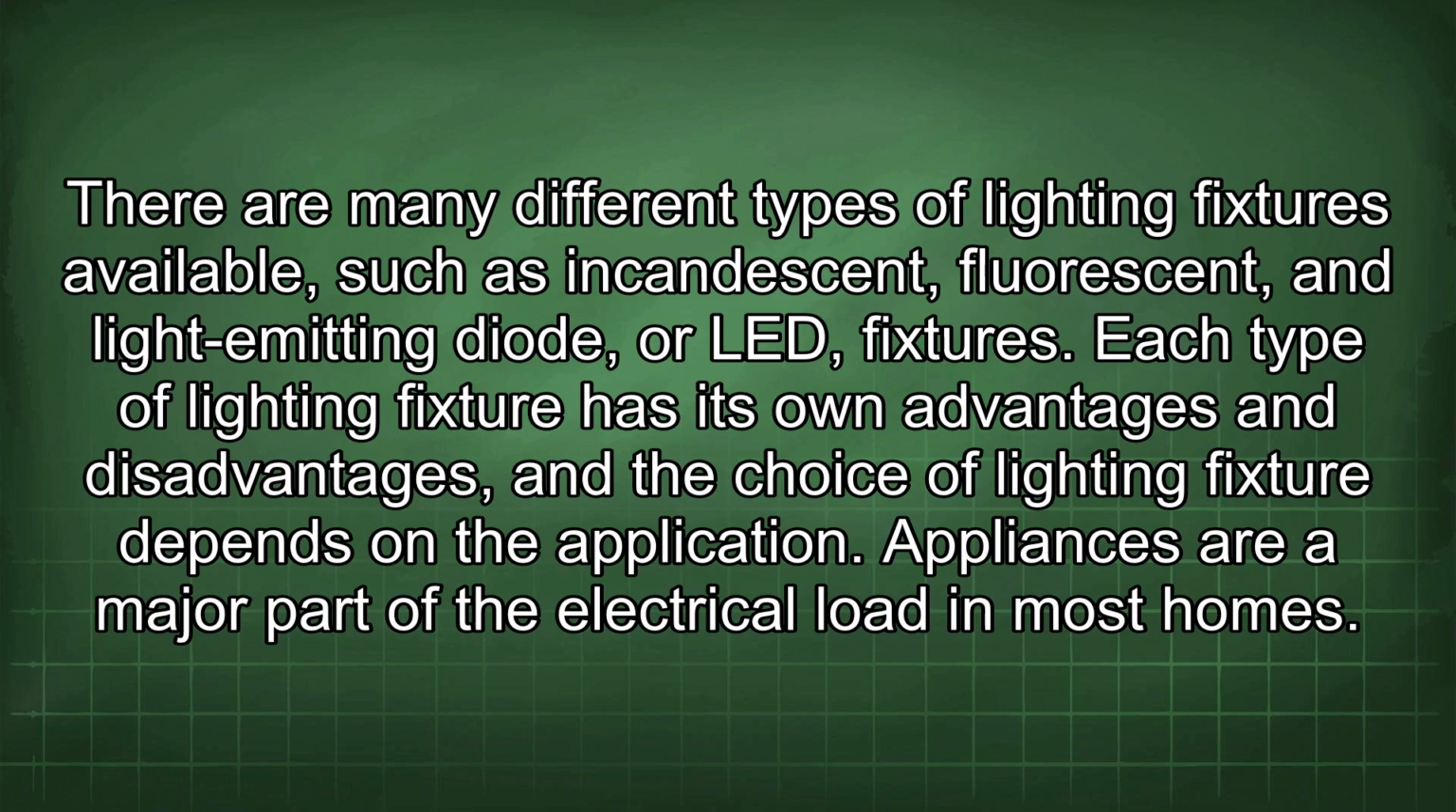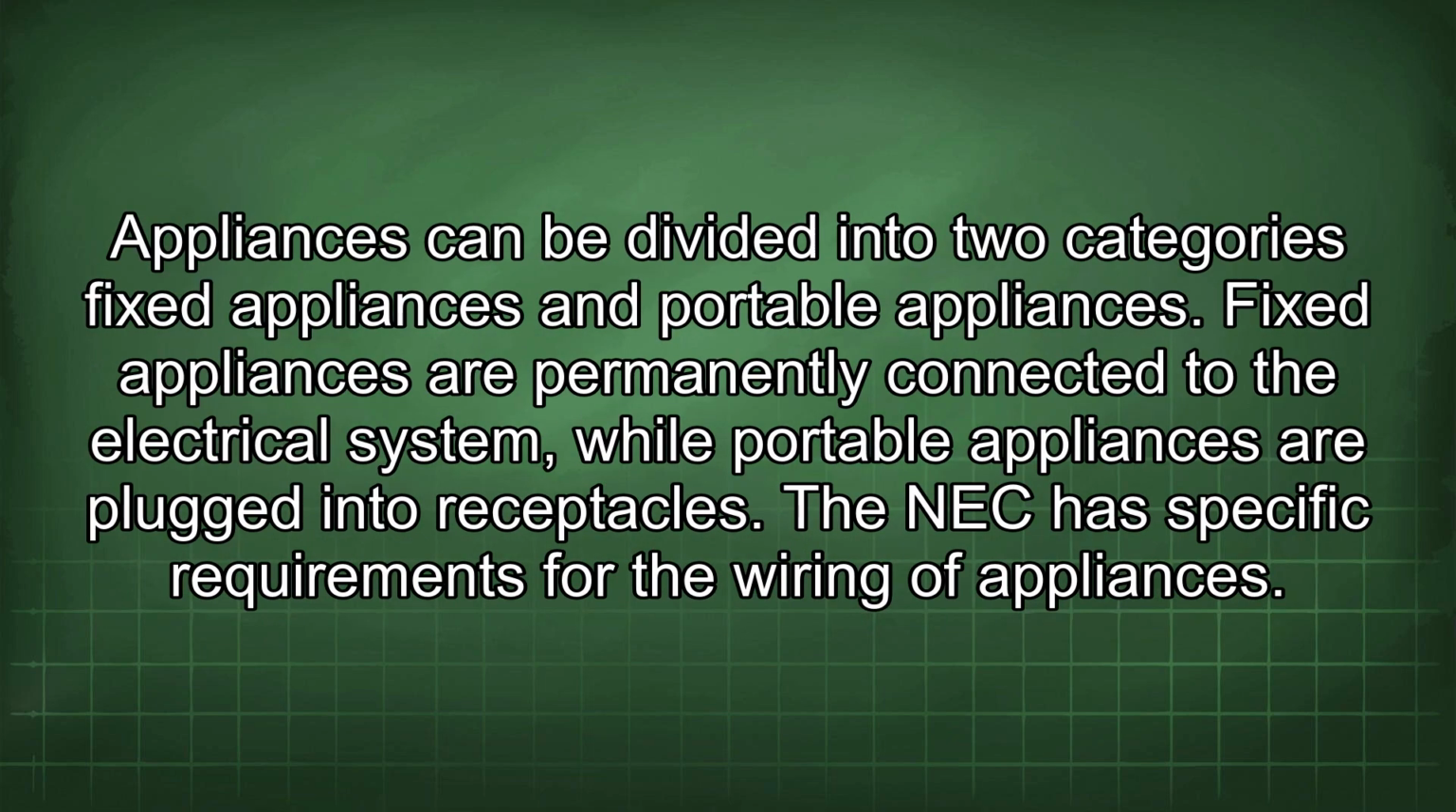application. Appliances are a major part of the electrical load in most homes. Appliances can be divided into two categories: fixed appliances and portable appliances. Fixed appliances are permanently connected to the electrical system, while portable appliances are plugged into receptacles. The NEC has specific requirements for the wiring of appliances.